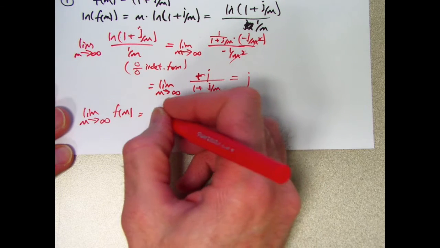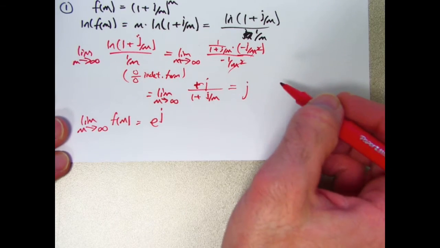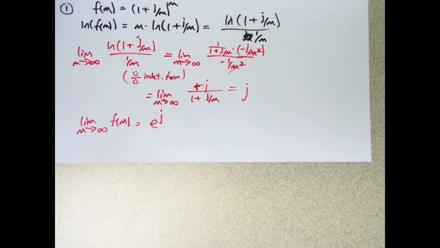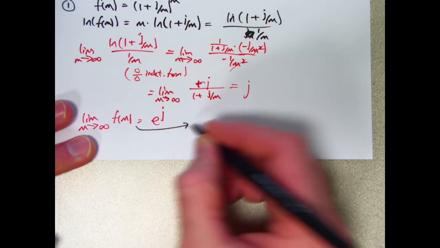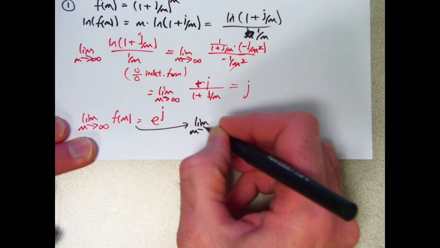Let's just go ahead and write that. Since the limit of the logarithm of the function is j, the limit of the original function is e to the j. Technically, we're using the continuity of the logarithm function and the exponential function to do that. If you wanted a little bit of extra justification for this, you could write it this way.